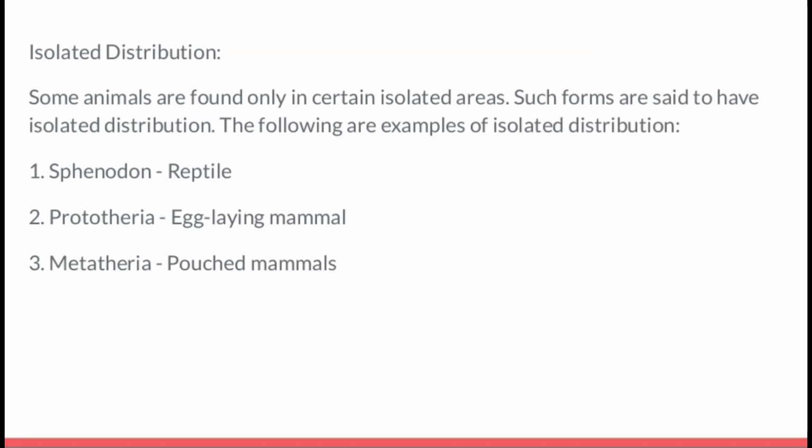Isolated distribution. Some mammals are found only in certain isolated areas. Such forms are said to have isolated distribution. The following are examples of isolated distribution.